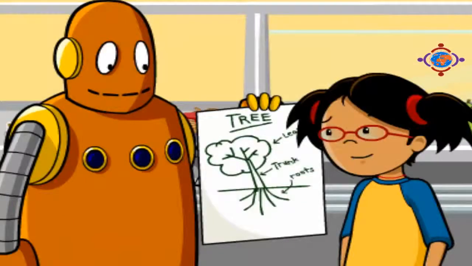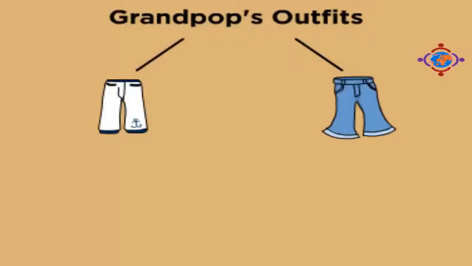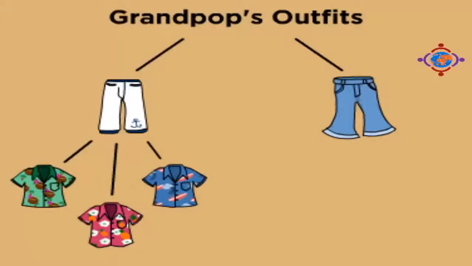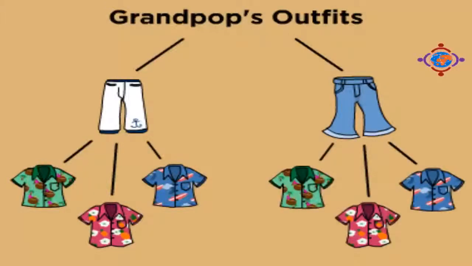Not exactly. First, write down a set of choices, like the different pants. Then connect each to the other set of choices. Make sure you don't repeat any choices or leave anything out. There are 6 possible combinations.